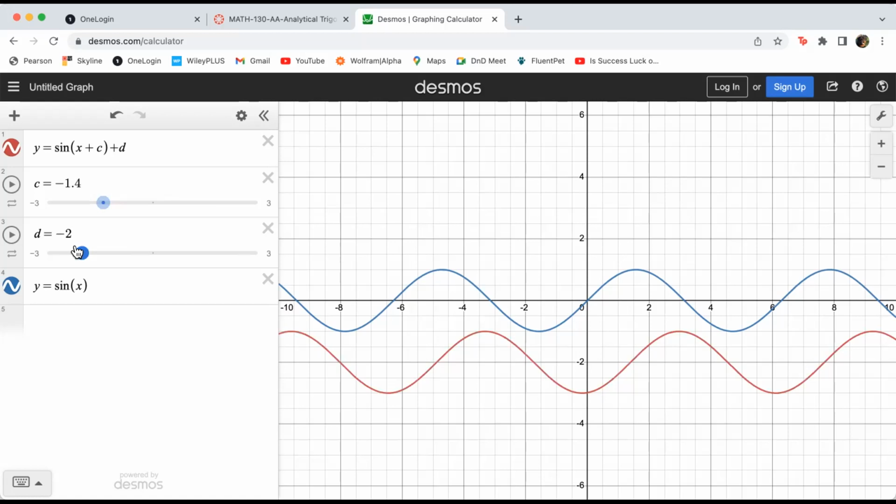Did anything like that happen before? Think about multiplication. We had A times a cosine of B times theta. How do we take that multiplication by B and adjust the period?